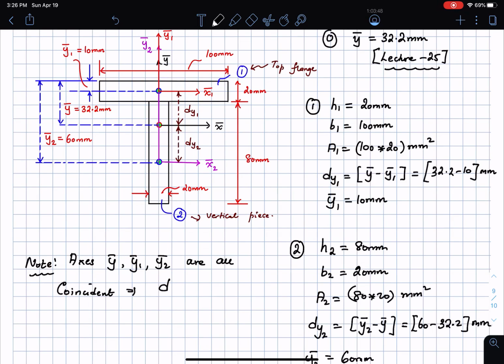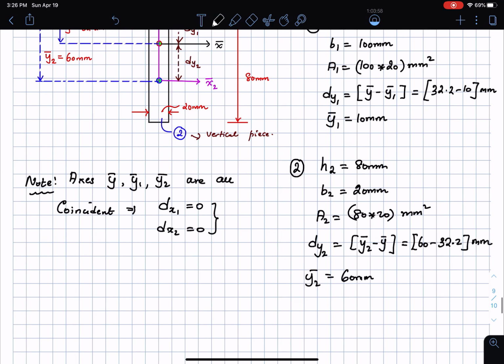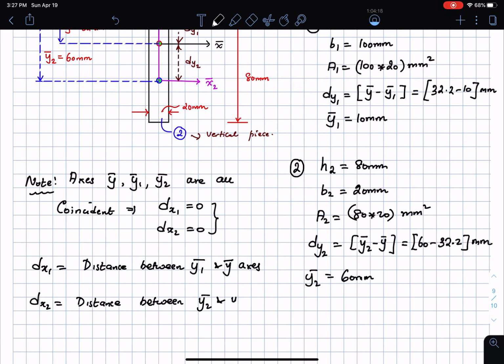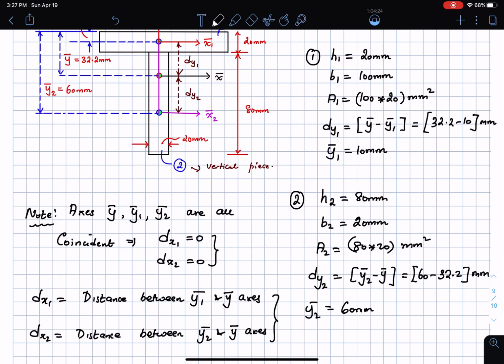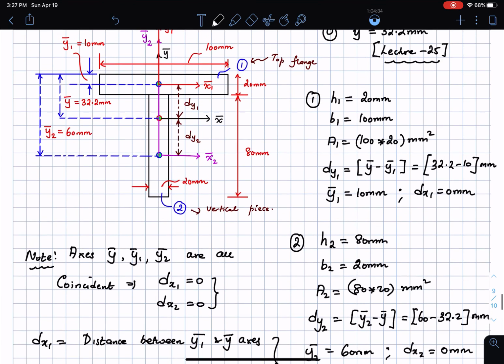Coincident, which means that dx1 is equal to 0, dx2 is equal to 0 millimeters, where dx1 is the distance between y1 bar and y bar axes. dx2 is the distance between y2 bar and y bar axis. Okay, which means that here dx1 is equal to 0 millimeters, and then dx2 is equal to 0 millimeters. And so I have all my information which has been collected.